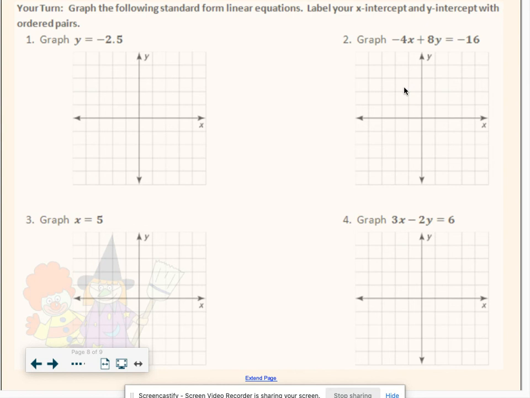Anyone want to come to the board and do them? Both of them? Or one, whatever one you want to do. See someone else wants to come up? I want to go up. You want to go up? Okay, you can do this one. Okay.